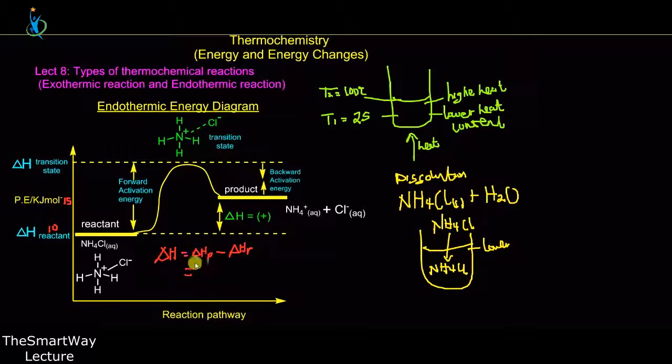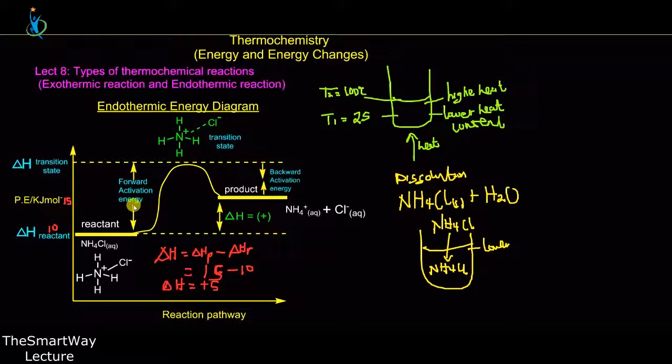So basically you subtract the 10 away from the 15, and what are you going to get? At the end of the day, you will get what we call a positive value. So the positive value, you are going to get positive 5. And so in an endothermic energy diagram, the enthalpy change has a positive sign, because when you subtract the reactant away from the product, you get a positive sign. So basically that is what happens in all endothermic reactions.